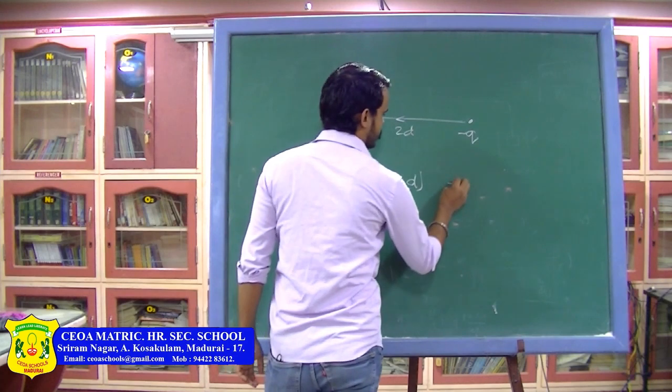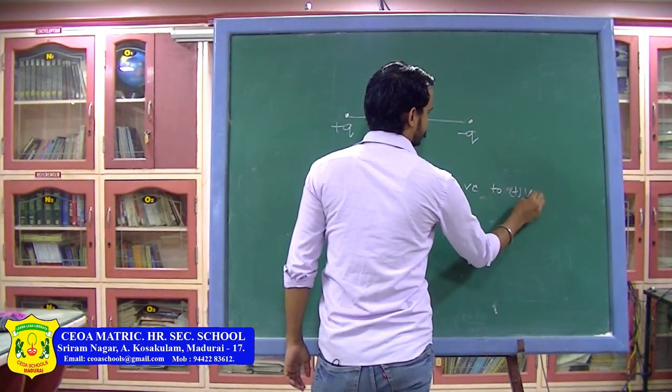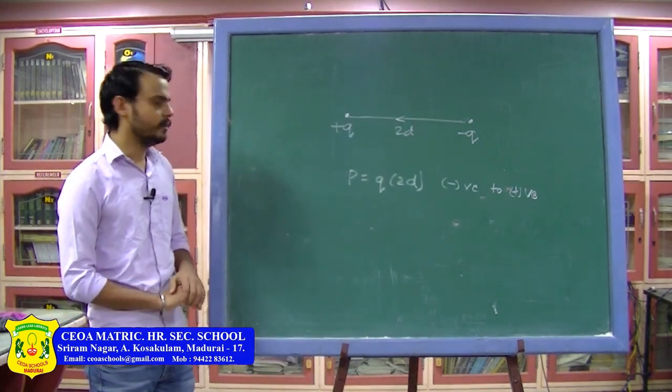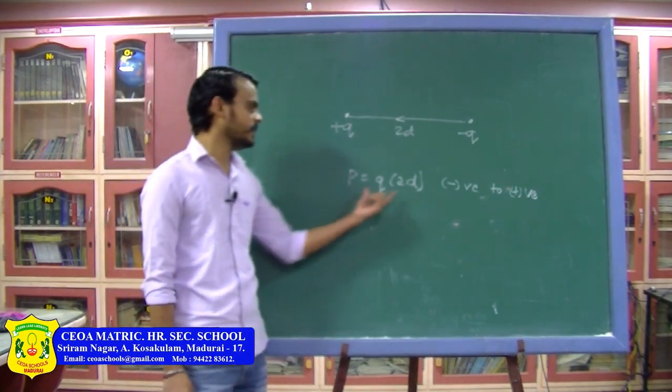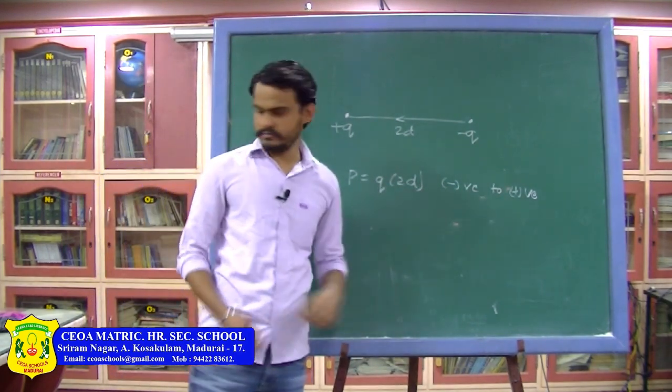So, from negative to positive. This we have defined as a dipole moment. Remember, for dipole moment we have written the magnitude only, but it is a vector quantity. Direction is from negative to positive.